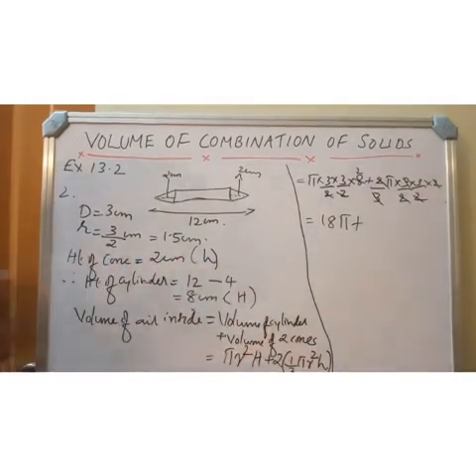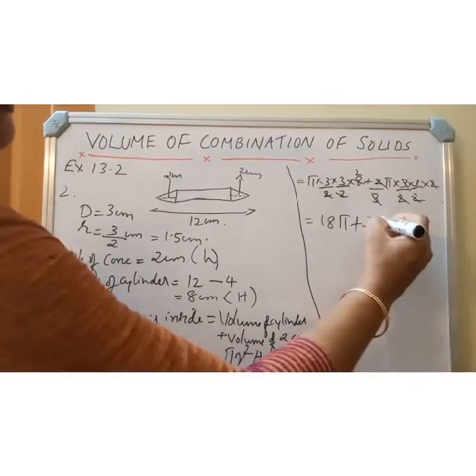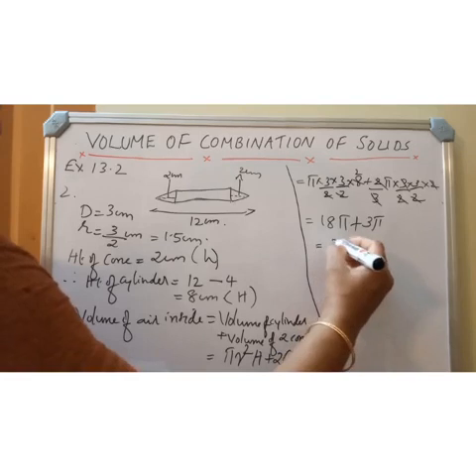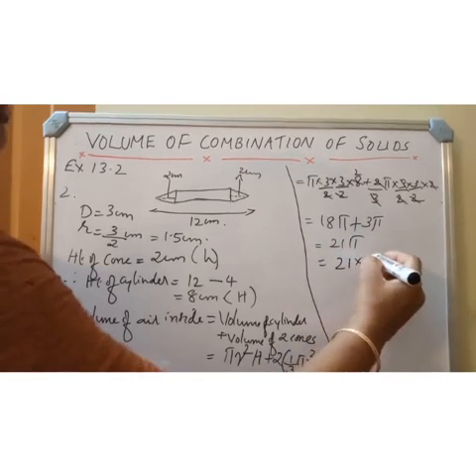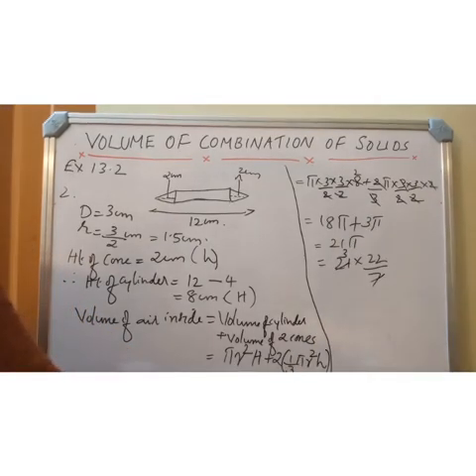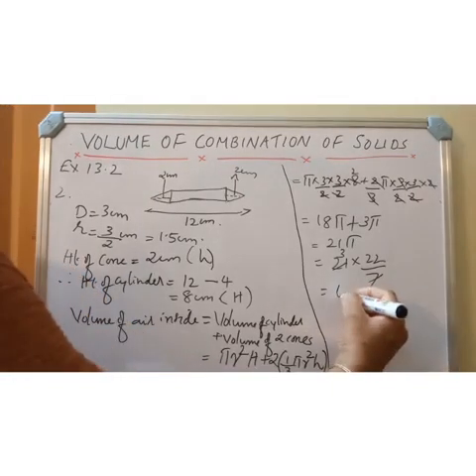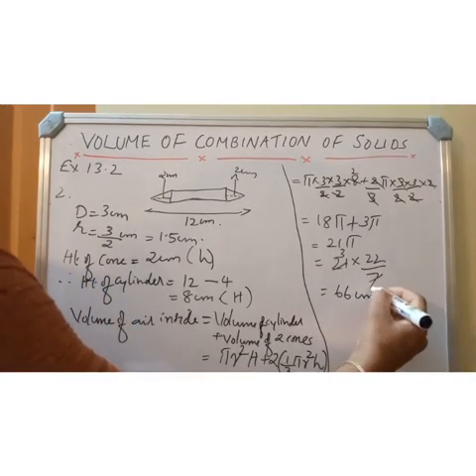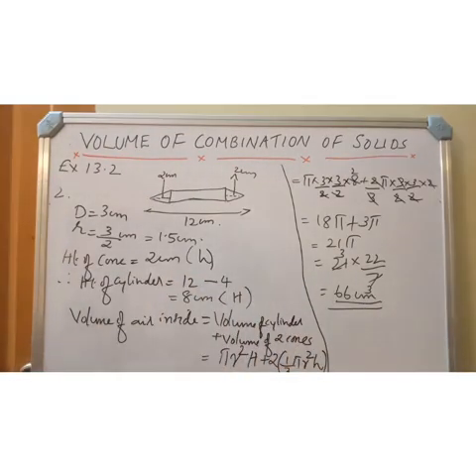So what is this one? 3 pi, isn't it? So 18 pi plus 3 pi, that is 21 pi. That is 21 into 22 by 7. 3 7s are 21. So 3 into 22, we will get 66 cubic centimeters. That will be the required answer.